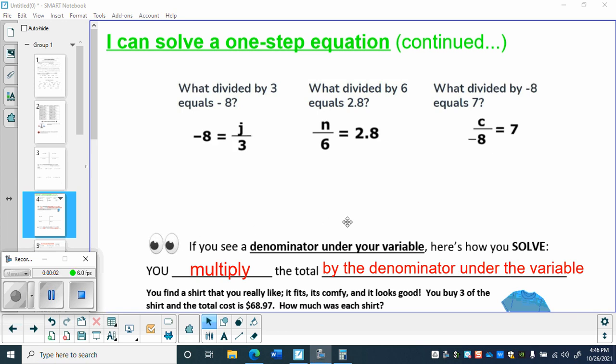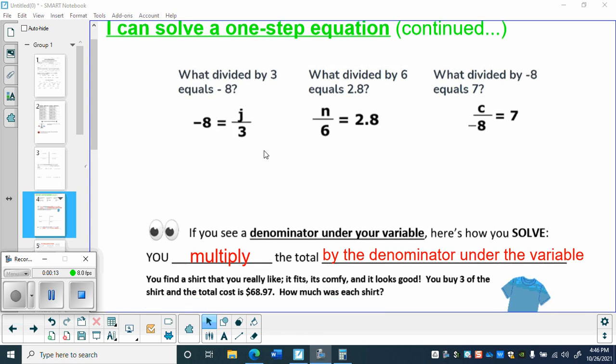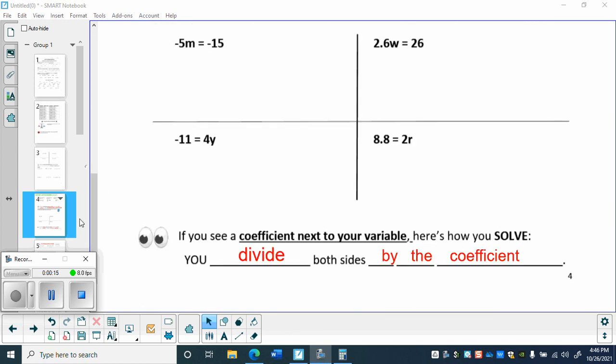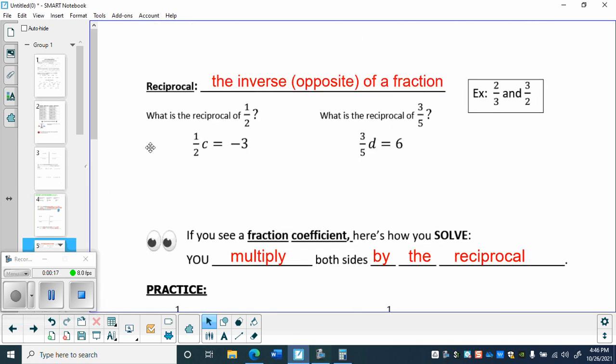Hey there, welcome. In this video, what we're going to be doing is continuing learning how to solve one-step equations. We're going to be exploring what to do if we see denominators, or, on the next page, reciprocals.